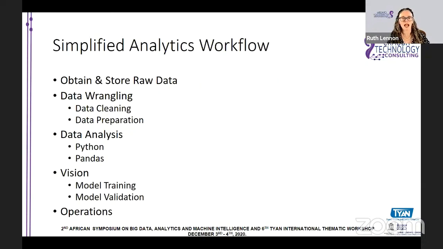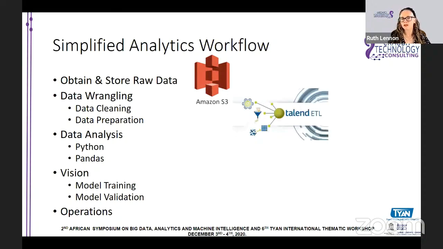Let's look at an analytics workflow and see how we can apply DevOps to our workflow. We're going to take this step by step, but if we want to obtain and store raw data, we could store it in an S3 bucket. I'm choosing Amazon S3 as an example. There are plenty of places you could do it. You could do your data wrangling using any variety of tools, but I'm going to give the example of Talend.